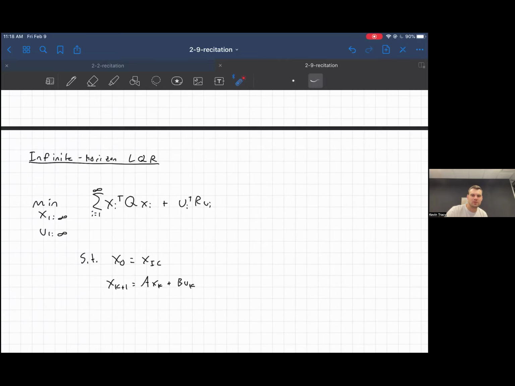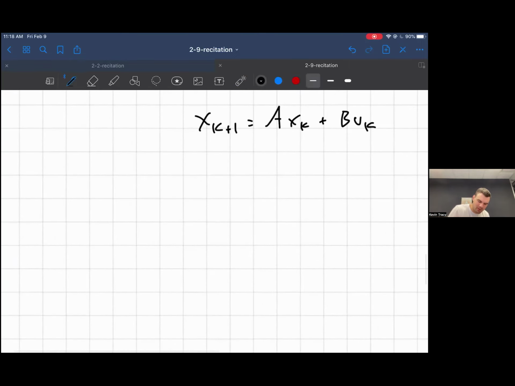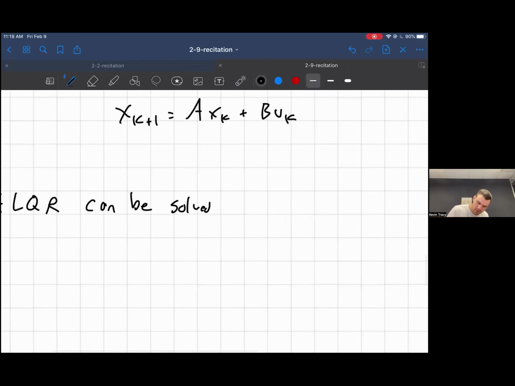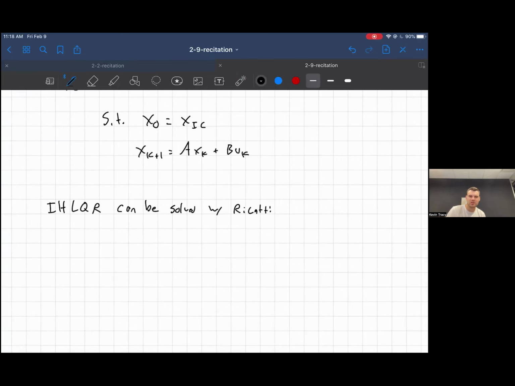And those are the first two types of LQR that we're looking at. So I'll just make some quick notes here. Zach went over all this in class. So infinite horizon LQR can be solved with Riccati. This is what Zach went over in class. We do the Riccati recursion, and we get a feedback policy that is optimal everywhere.